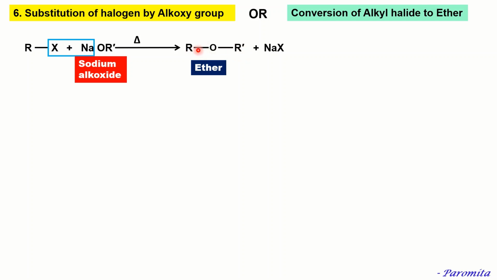If R is equal to R dash, that means if both the alkyl groups are same, then the ether will be termed as symmetrical ether. And if R is not equal to R dash, then the ether will be termed as unsymmetrical ether. Now this preparation of ether from the reaction of alkyl halide with sodium alkoxide is referred to as Williamson synthesis.